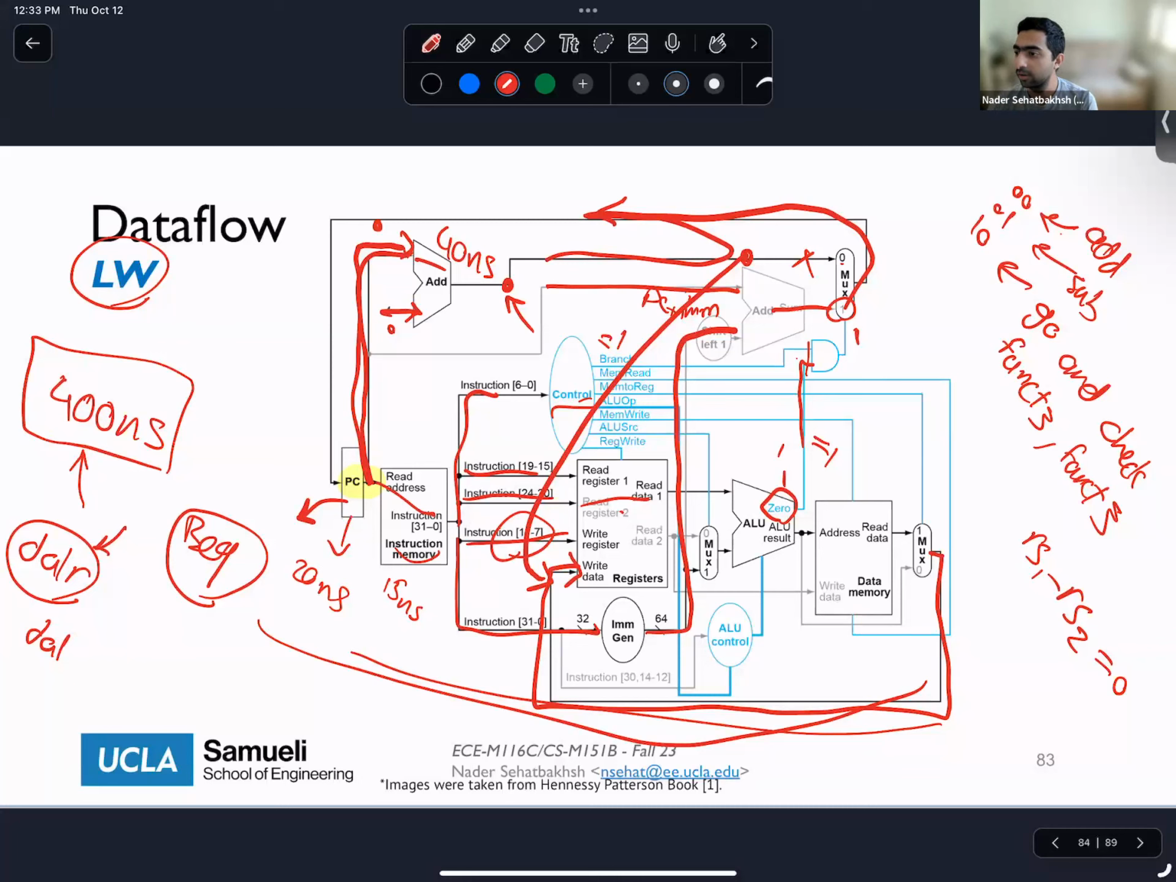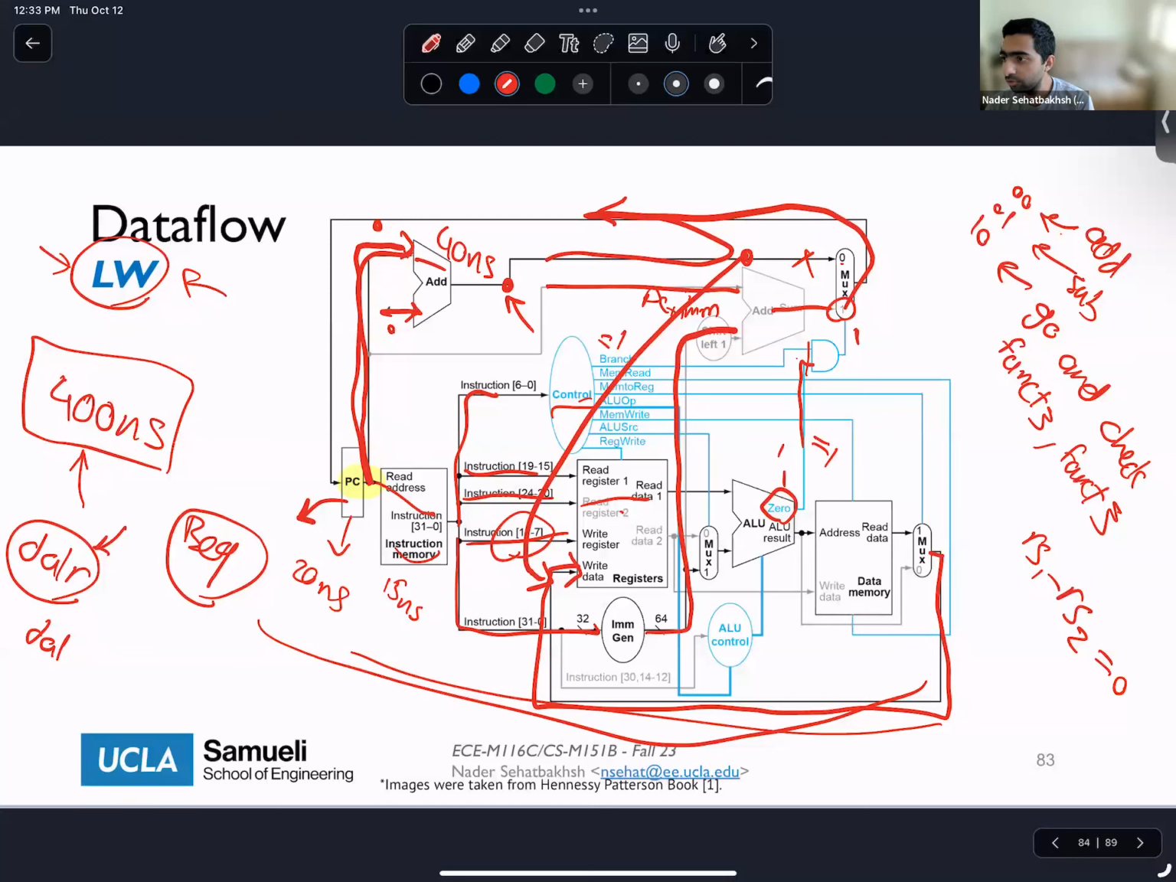Someone asked, the diagram is BEQ, not LW? Somebody asked about this and I answered them, but this diagram that I'm showing you is for LW. Someone asked, will you be holding office hours today? Yes, I will, but it will be on Zoom.